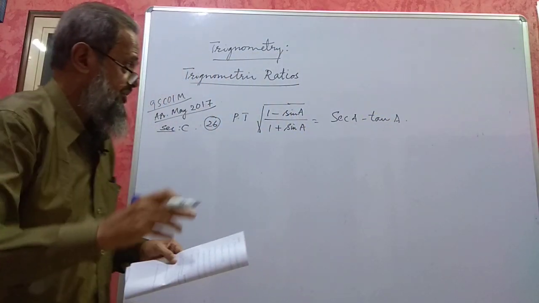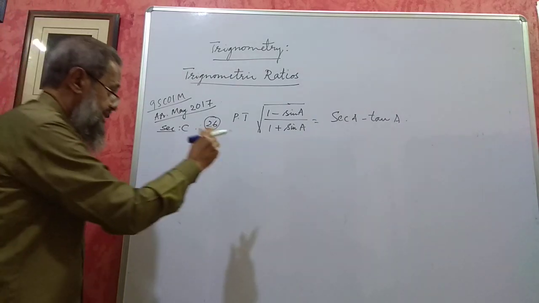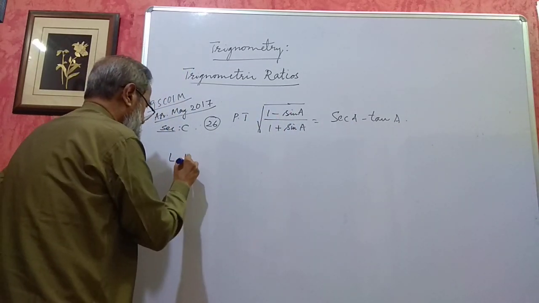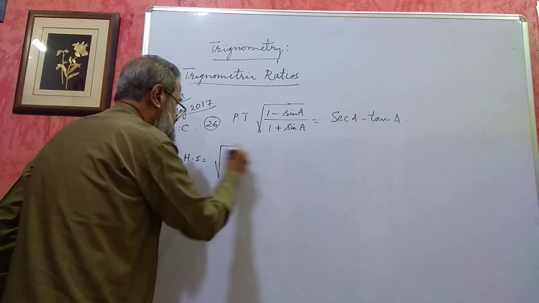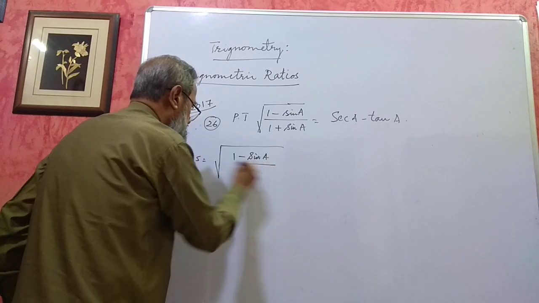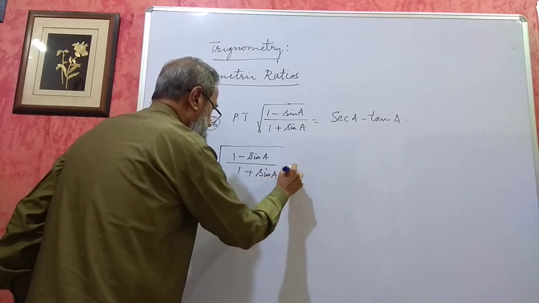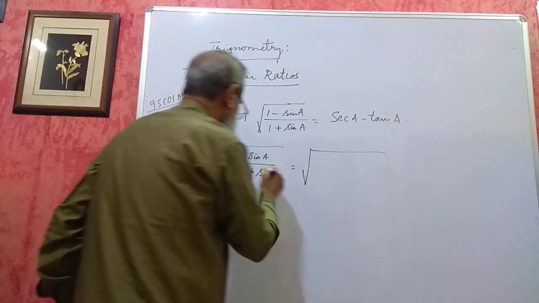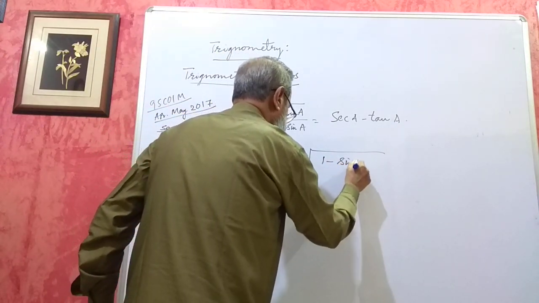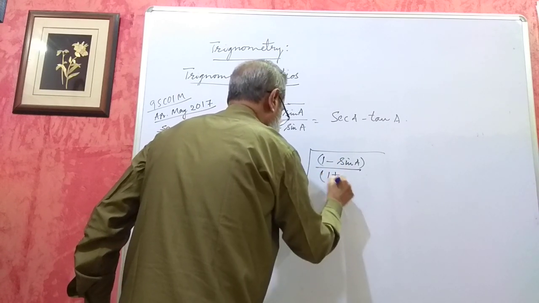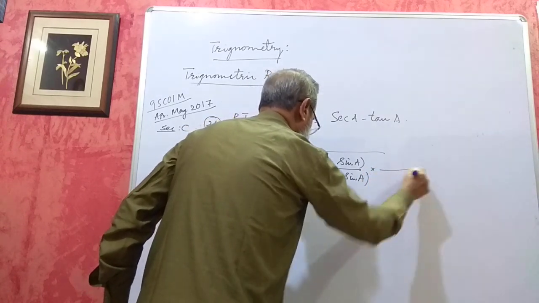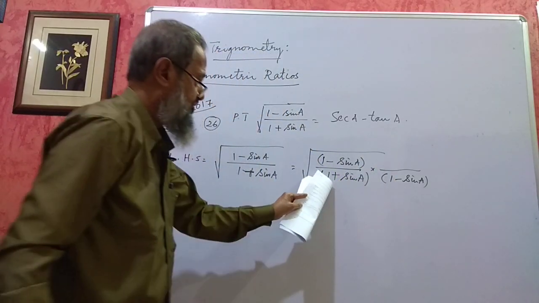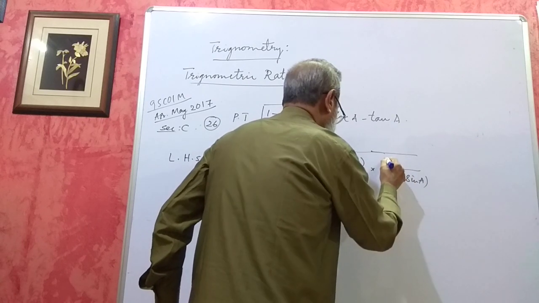One such problem we have already done in the first video. There it was 1 minus cos A by 1 plus cos A, I think. Here it is 1 minus sin A. Whatever it is, take the left hand side: square root of 1 minus sin A by 1 plus sin A. Now, same procedure. Here I have A plus B, so it is to be multiplied by A minus B, that is the conjugate. Multiply both numerator and denominator by 1 minus sin A. If you have plus here, you get minus there.